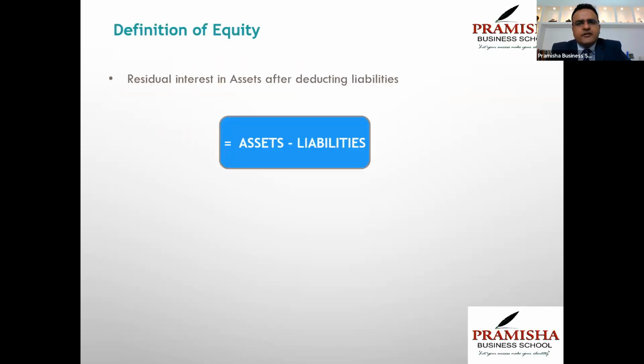The net worth of the entity is known as equity, the residual interest. In layman's language, if you sell off all your assets and after you pay off all your liabilities, what is the remaining amount belongs to the shareholders of the entity. That is the residual interest, also known as equity.